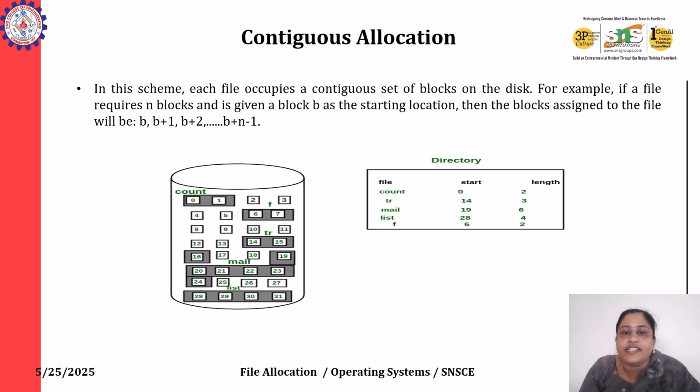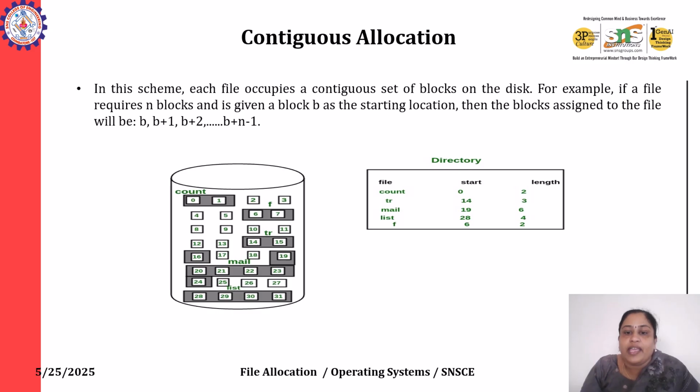Now the first type of allocation method is called contiguous. We can also call this contiguous allocation as continuous allocation. In contiguous allocation, the file will be contiguously, that is continuously, allocated with sets of blocks. For example, if a file requires n blocks, then there will be an address of the starting block as well as the length of the allocated portion in your directory structure.